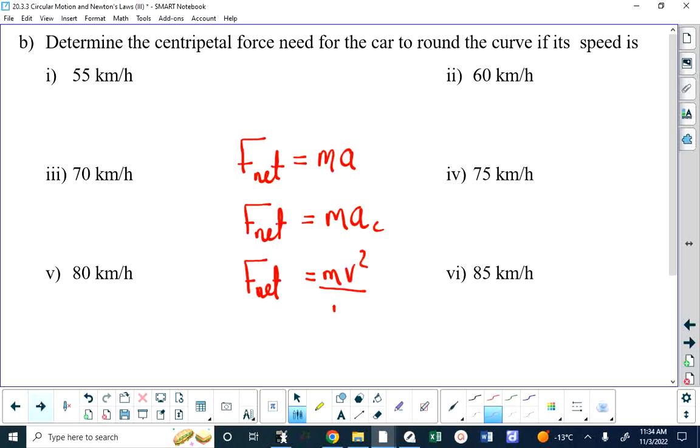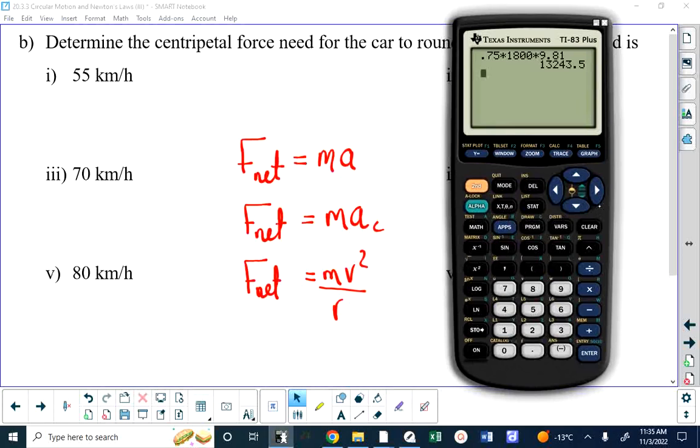So if we want to find, and again, notice I didn't actually write Fc, because Fc is F net. If we want to find the centripetal force for all of these, we need to go v squared over r times the mass, because v squared over r is the acceleration, and the acceleration times the mass gives you the force.